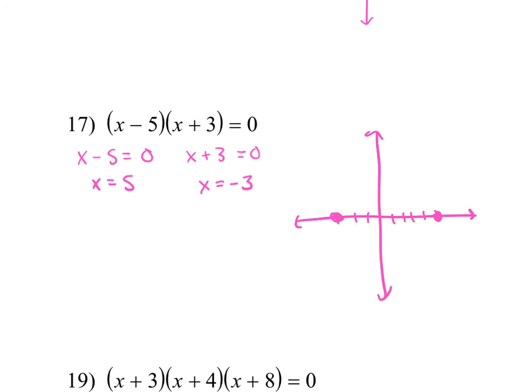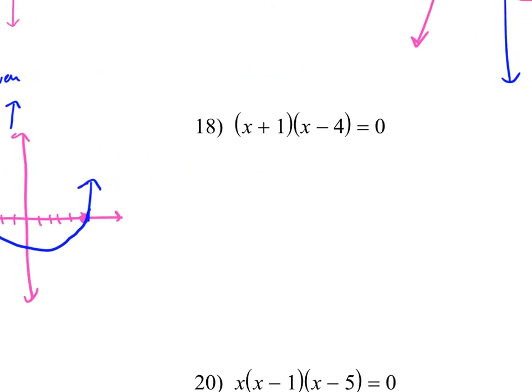How many x's do we have here? 2. So this is an x squared graph. Do any of the x's have a negative in front? No. So it's a positive x squared graph. So if it's positive, what does that tell us about our right arrow? Goes up. And then since 2 is even, what does that tell us about our left arrow? Goes in the same direction. So we have up and up. Now we just have to connect our dots.